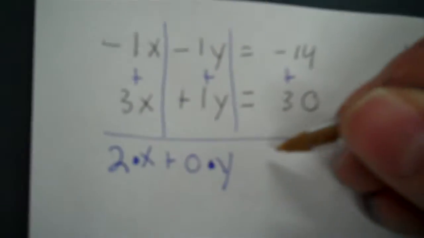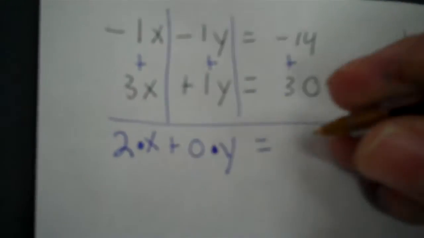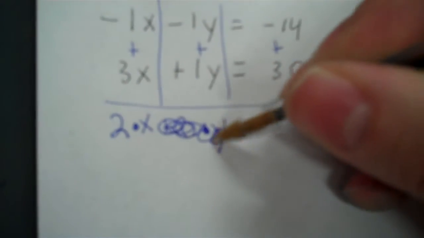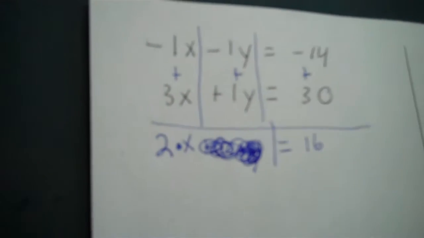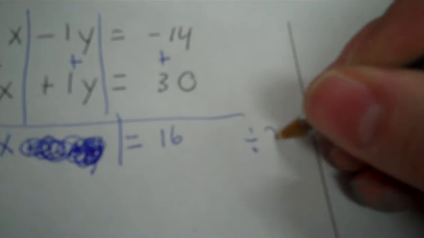Put a positive. Line up your equals. Negative 14 plus 30 is 16. So you got your 0, so you know exactly what variable is eliminated. Okay. And now you just have one operation on the x side, and it's times, so you would divide by 2. I would divide by 2, divide by 2, and x is the letter, and 16 divided by 2 is going to be 8.